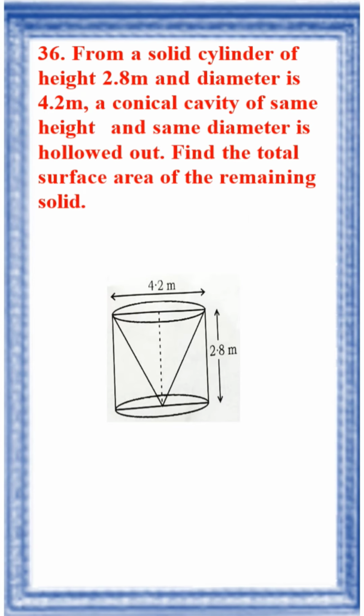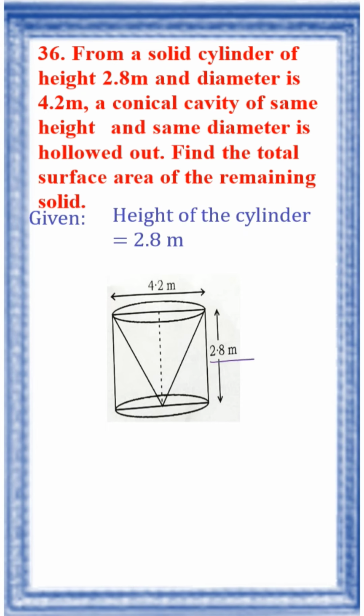Now let us solve the question which is taken from the chapter Surface Areas and Volumes. From a solid cylinder of height 2.8 meter and diameter is 4.2 meter, a conical cavity of the same height and the same diameter is hollowed out. Find the total surface area of the remaining solid. Now what has been given here? Height of the solid cylinder. This is 2.8 meter. Figure has been given.